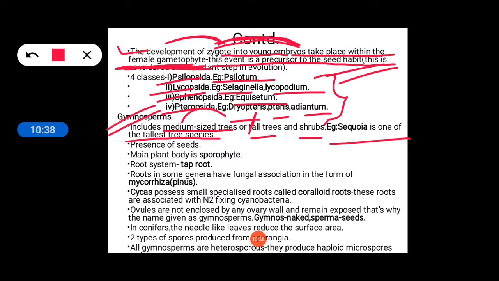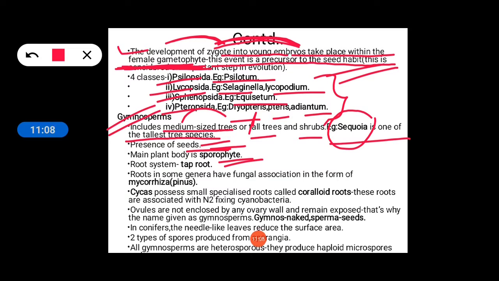Okay, this is a very important question here. This is presence of seed. This is also a very important point. In the plant kingdom, we first find seeds in the class of gymnosperms. Okay, the main plant body is sporophyte, as in pteridophytes. In pteridophytes also the main plant body was sporophyte.